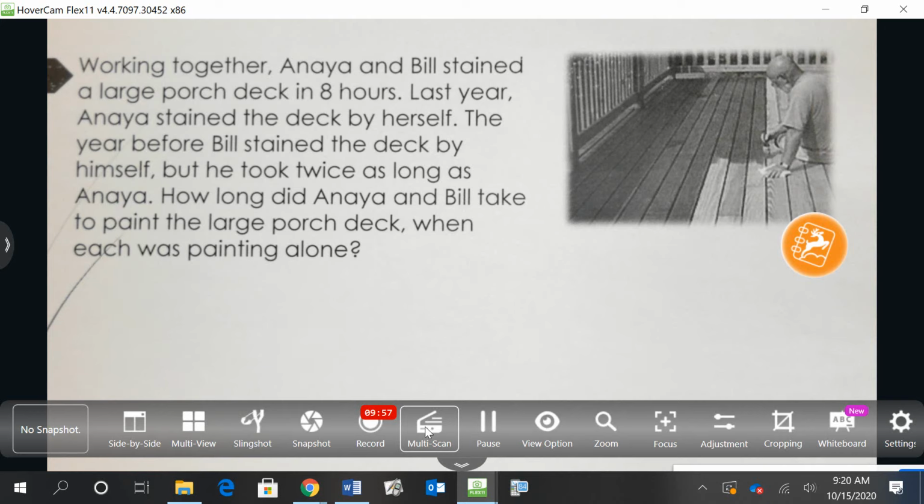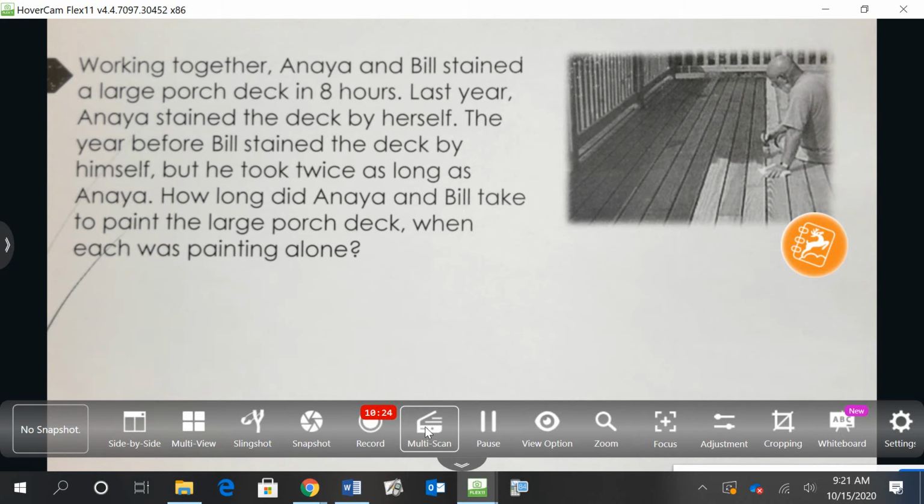And so here this is talking about two people, Anaya and Bill. Working together, Anaya and Bill stained a large porch deck in 8 hours. Last year, Anaya stained the deck by herself, and the year before, Bill stained the deck by himself, but it took him twice as long as Anaya. How long did Anaya and Bill take to paint the large deck when they each painted it alone? This is example number 2.